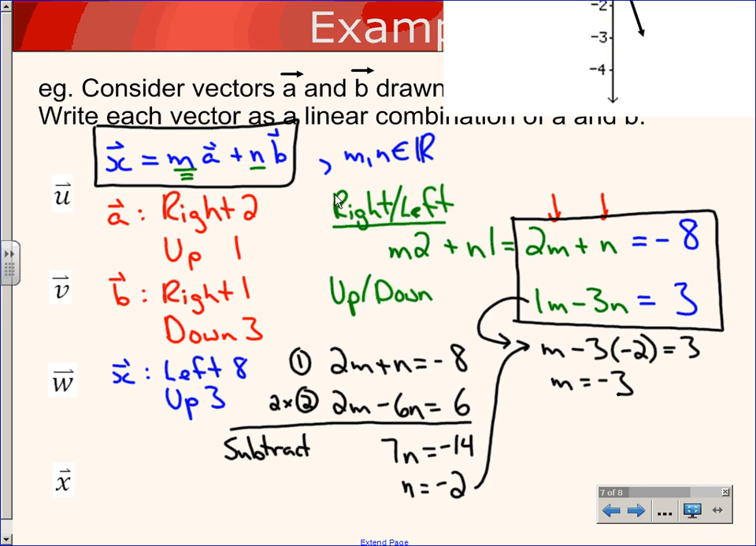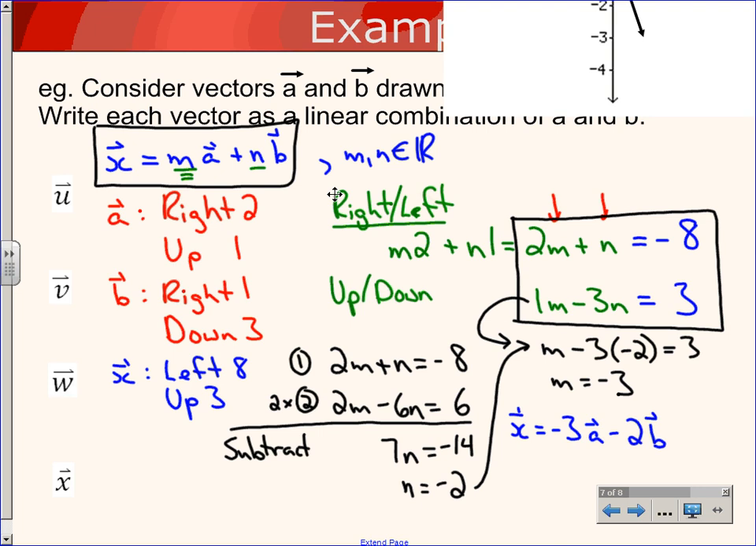So we need minus 3 vector A's and minus 2 vector B's, and then we'll end up getting our answer. That'll create what we wanted. So the way we would write that is we would say vector x is equal to minus 3 vector A's and minus 2 vector B's. And that's how we would create that.